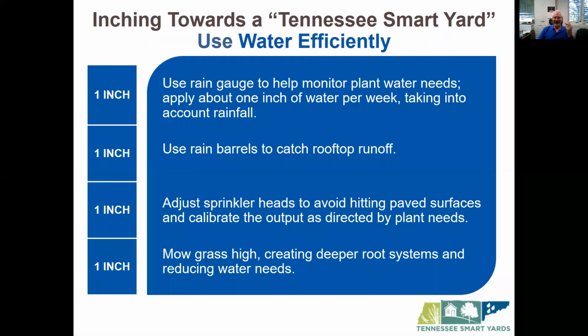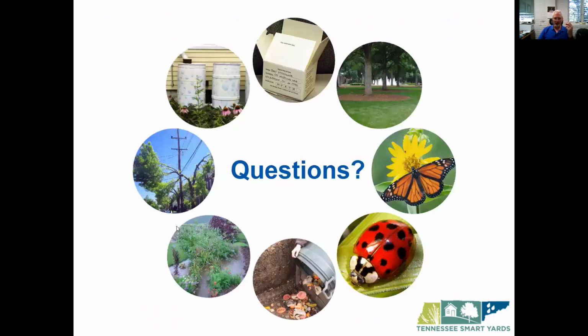So as we think about inching our way toward having a Tennessee Smart Yard, we have looked at four plan components: using the rain gauge to help monitor our plant water needs, using rain barrels to store rain and then using the rain water for tasks that don't require potable water, making sure our irrigation system is applying water efficiently and not spraying the driveway, and then mowing the grass a little higher to minimize the water use of the turf. All of these components work together to help us become an owner of a Tennessee Smart Yard.